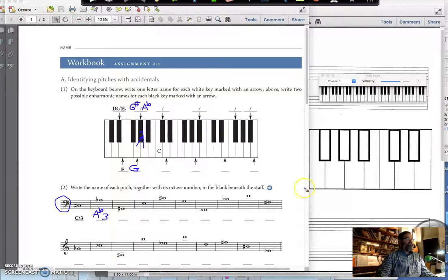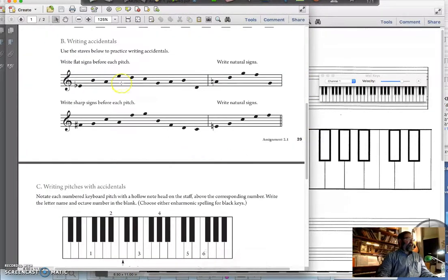What else is on this sheet? Go away from this. At the bottom of the sheet, I've got about a minute left here. Writing accidentals. Just get practice writing flats and sharps. Remember, the flat is always centered so that the belly of the flat is in line with the note head, right? And I'm doing that with moderate success here with my little MIDI pen.